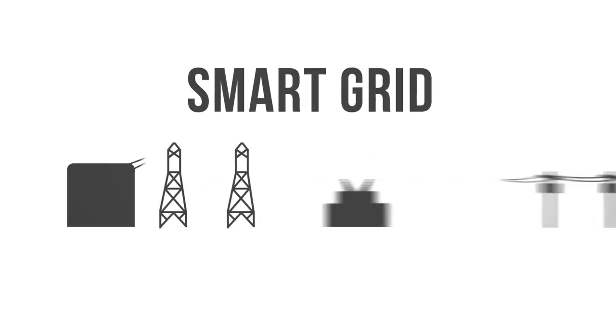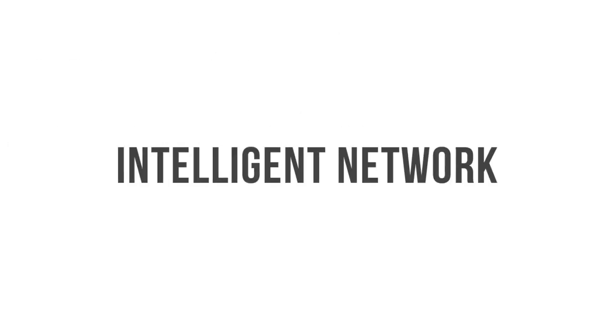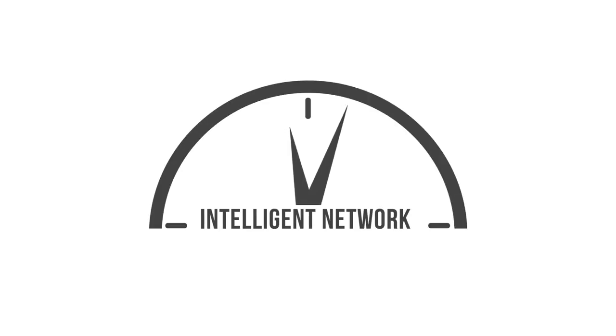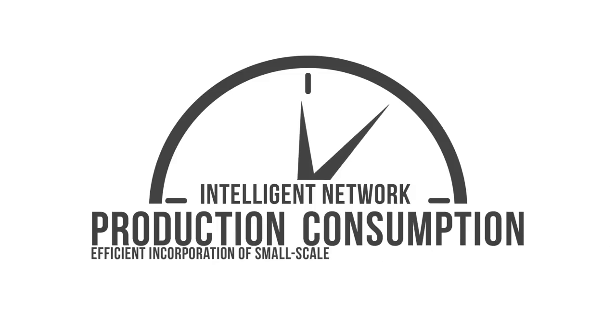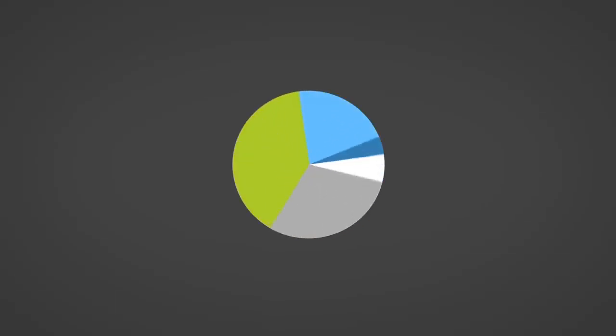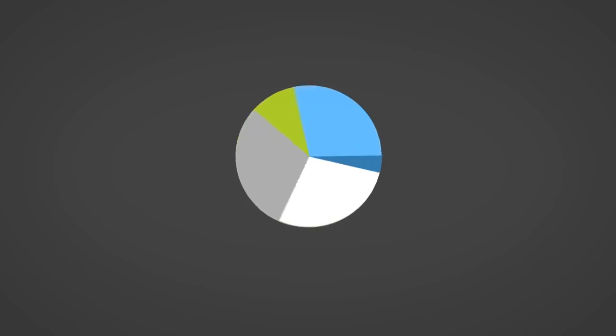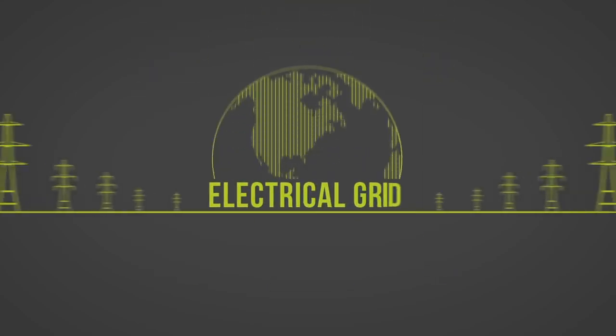The smart grid is simply the electrical grid enhanced by information technology. This turns the electrical grid into an intelligent network that allows for real-time information about electricity production and consumption and more efficient incorporation of small-scale electricity generation sources. As the electricity power supply mix changes, the demands on the grid for reliability, efficiency, and cost-effectiveness will continue to be a complex challenge. So that's the electrical grid.